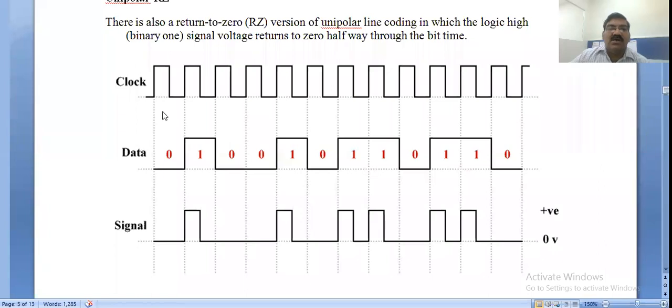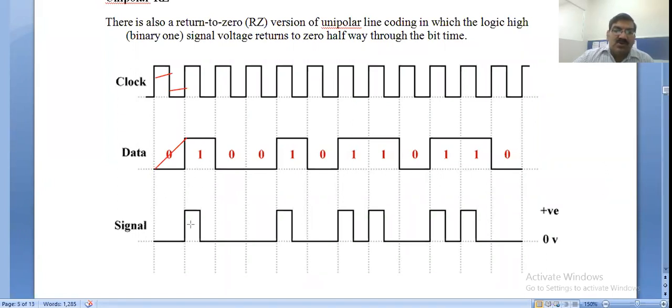Here this is the clock. So in one clock, that is the positive and negative, after this positive and this negative, there is one bit of data, 0 or 1. And this is what return to 0. Now return to 0 means what? This is the coding technique.